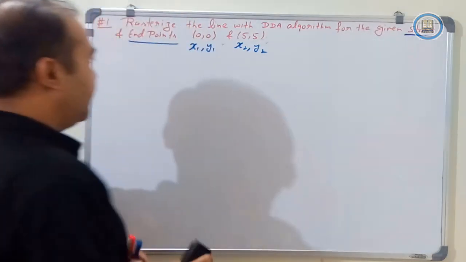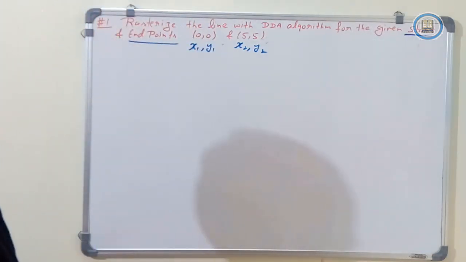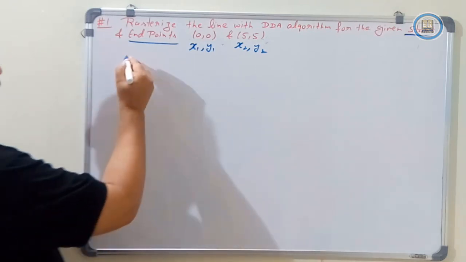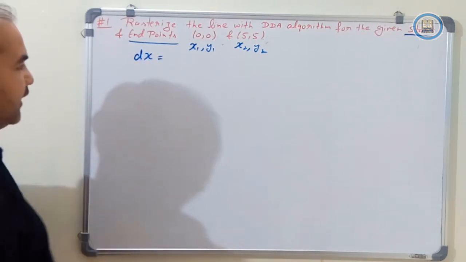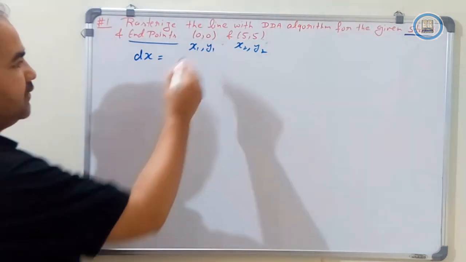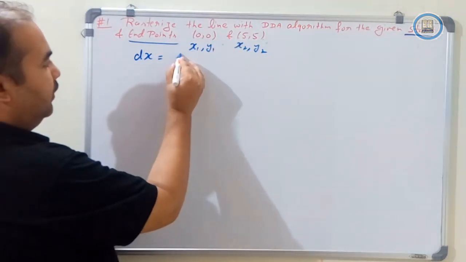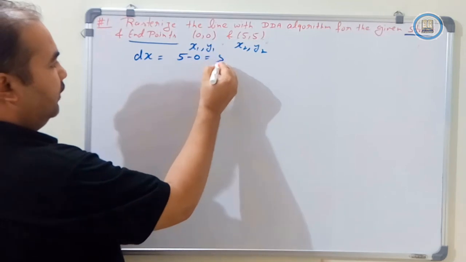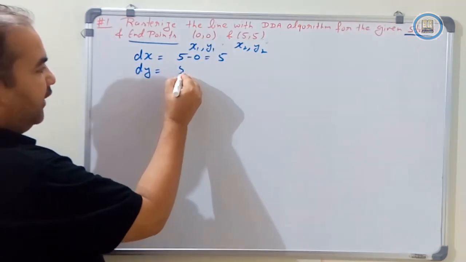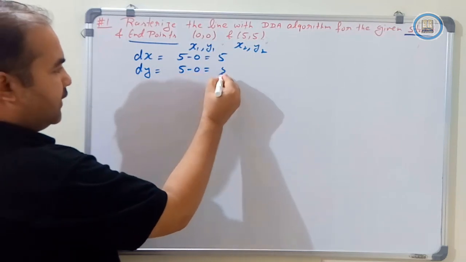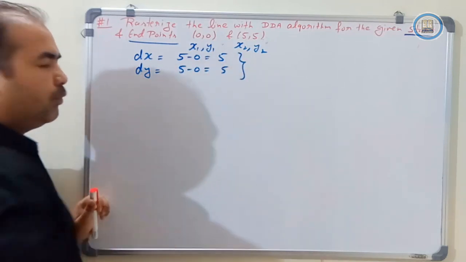Now when we are starting, what will be the first step? The first step is that we need to check the value of dx and dy. What is the value of dx or delta x? It is 5 minus 0, that is x2 minus x1, so this is 5. And the value of dy is again 5 minus 0, so it is again 5, because both values are the same.